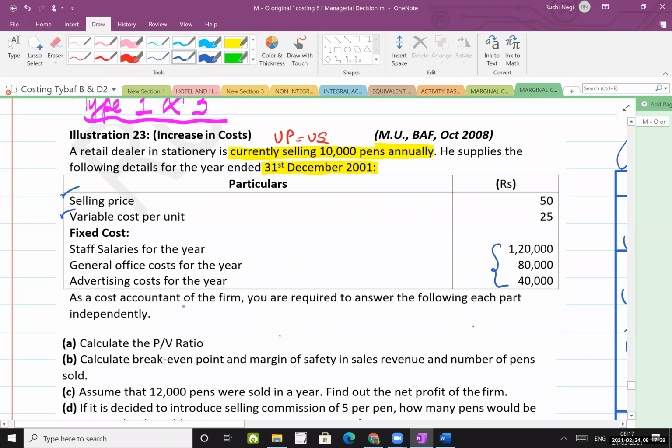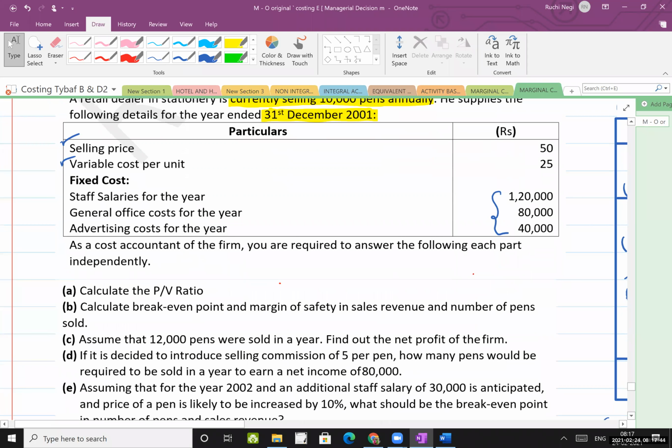As a cost accountant of the firm, you are required to answer the following, each part independently. So you're supposed to calculate PV ratio, that's easy. You're supposed to calculate BEP and MOS in sales revenue and number of pens sold, meaning you have to calculate BEP and MOS in rupees and units. Is this clear to everyone? Acknowledge it in the chat box.